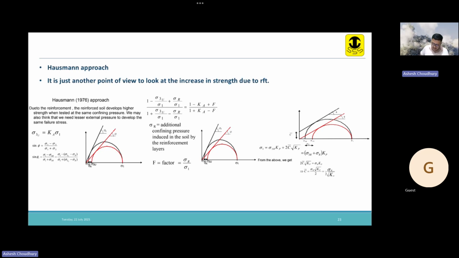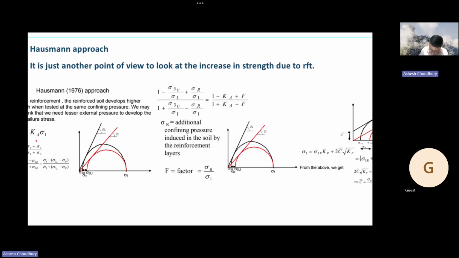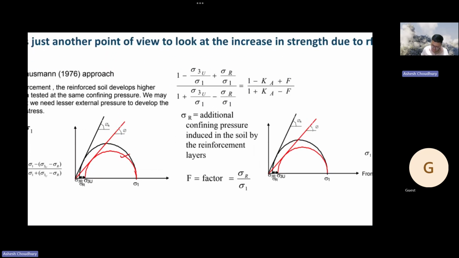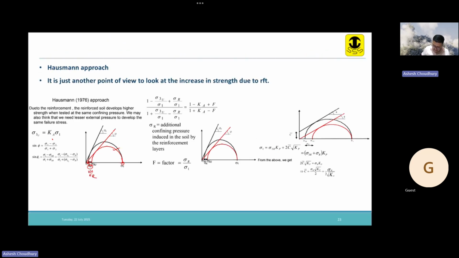Okay. So sigma 3 is Ka times sigma 1, sine phi is this, and sine phi r can be written by this. If this is for the unreinforced soil, then for reinforced soil you can assume that it is attaining the same failure at a lower confining stress, sigma 3 r, and the difference is sigma r. Now I have written the equation like this, and again I can rearrange it like this, right?